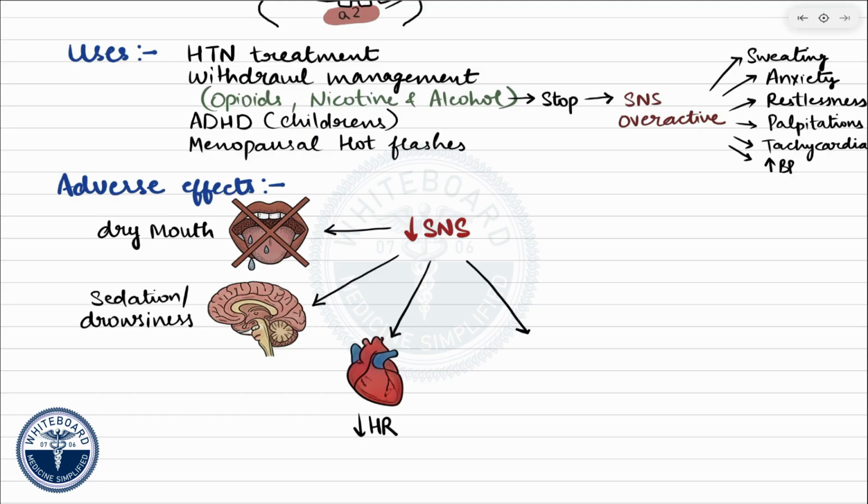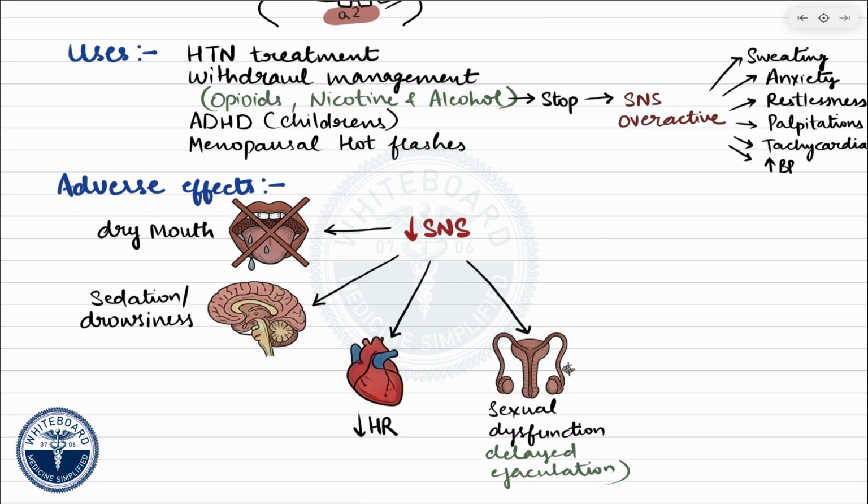Some patients may also experience sexual dysfunction. Since clonidine suppresses sympathetic outflow, it can interfere with the emission phase of ejaculation, leading to delayed ejaculation or reduced ejaculation. Some patients may also experience reduced libido or erectile problems due to central nervous system effects. But the most direct autonomic effect is on ejaculation, because ejaculation is a sympathetic function.